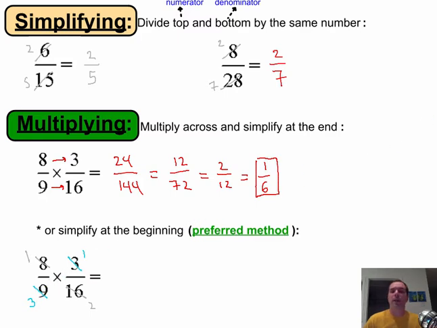And therefore, now I can multiply across. 1 times 1 is 1, and 3 times 2 is 6. And we get the same answer, but a lot faster and with much smaller numbers.